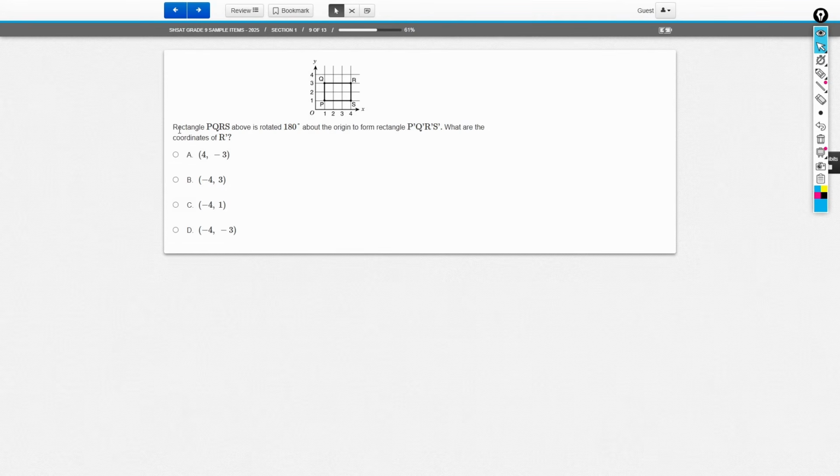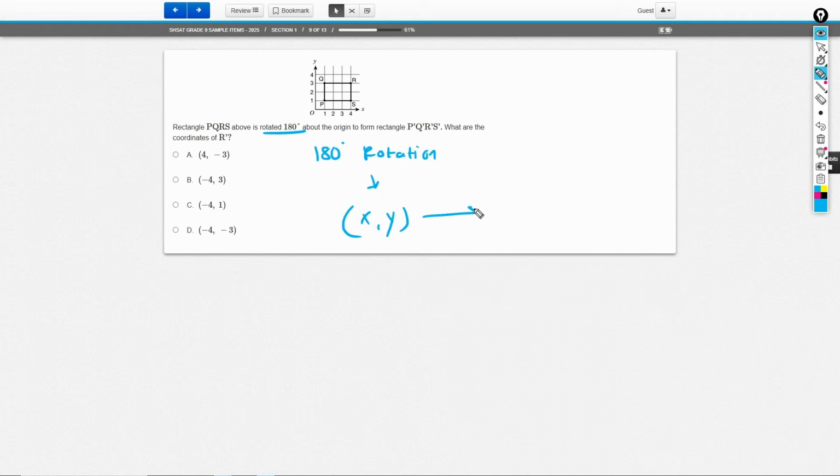Moving on, it says rectangle PQRS is rotated 180 degrees around the origin. What are the coordinates of point R? You know that whenever you have a 180 degree rotation, that's taking your X and your Y, and then once you rotate it, it makes both of those negative. So a 180 degree rotation turns (X, Y) into (negative X, negative Y). So the coordinates of point R, right, is right here.